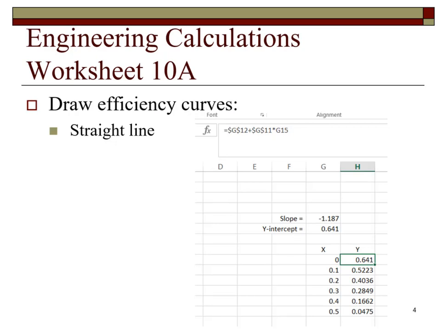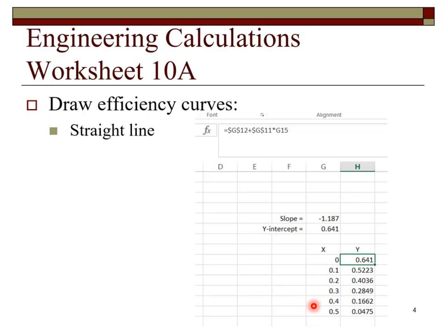On slide 4, it's a view of an Excel sheet. The values of the y-intercept and the slope are entered. Values for the x, which are T water in minus T ambient divided by the solar radiation, are entered ranging from 0 to 0.5.